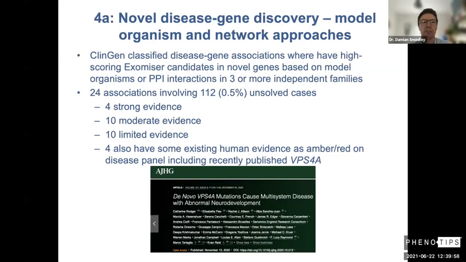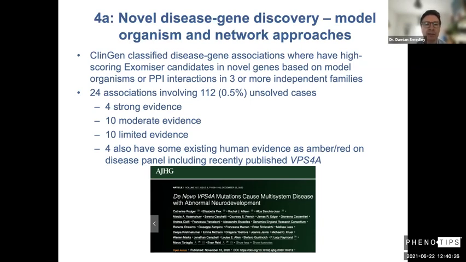And then to finish up, looking at novel disease gene discovery. This is obviously the hardest approach, but the most interesting because you discover a new disease gene. One of the advantages of Exomiser is that we have candidates based on mouse models or zebrafish models or protein-protein interactions. So we can screen all our Exomiser results in these unsolved cases, and then look at those where we've got the same gene coming up in 3 or more independent families.